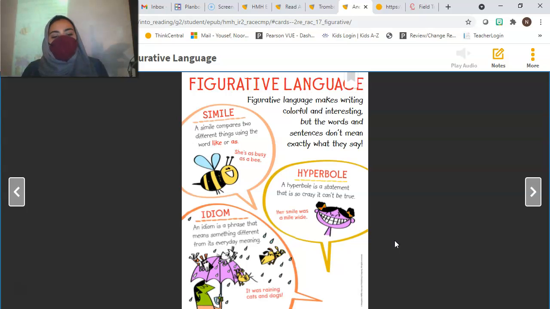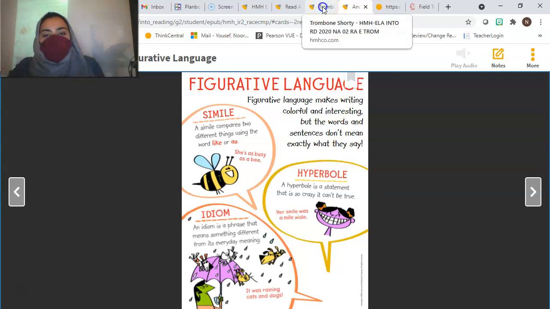All right, the next one is idiom. An idiom is a phrase that means something different from its everyday meaning. So if I said it was raining cats and dogs, does that mean cats and dogs are falling out of the sky? No, it's an idiom. It means that it's raining hard. If you say I'm as hungry as a horse, that means you're super hungry. You're not going to eat a horse, are you? No. Ew, I hope not. All right, anyway, so that is figurative language.